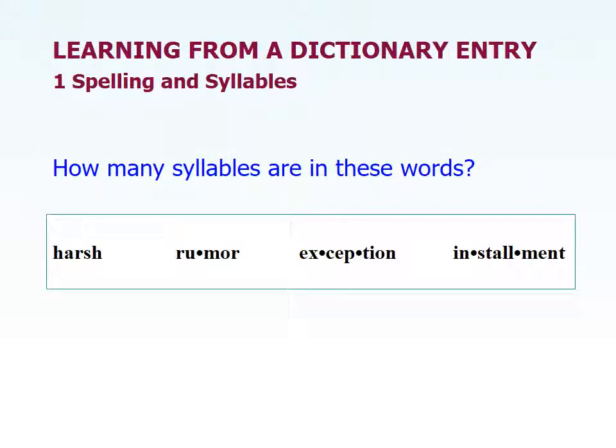So if we look at these ones, we can figure out how many syllables they have. If you look at harsh, there's no dot, so that's going to be one syllable. Rumor, there's one dot, which means there's going to be two syllables. Exception, there's two dots, which means there'll be three syllables. And installment, again, there's two dots, so that means there will be three syllables.